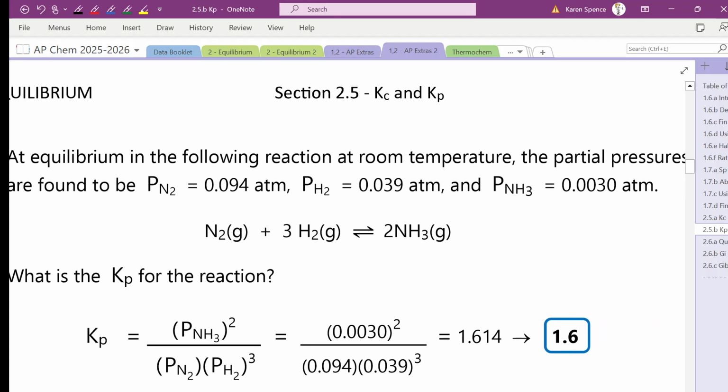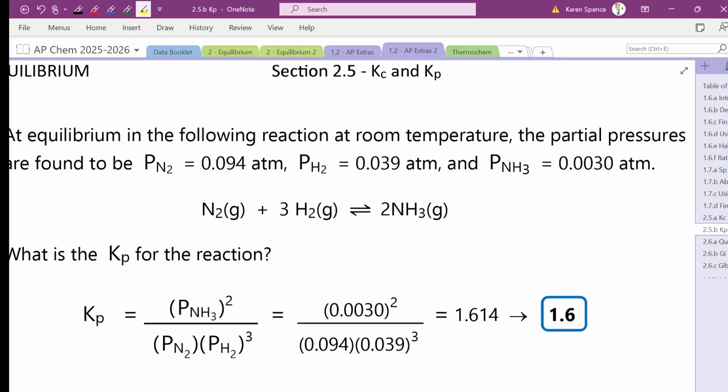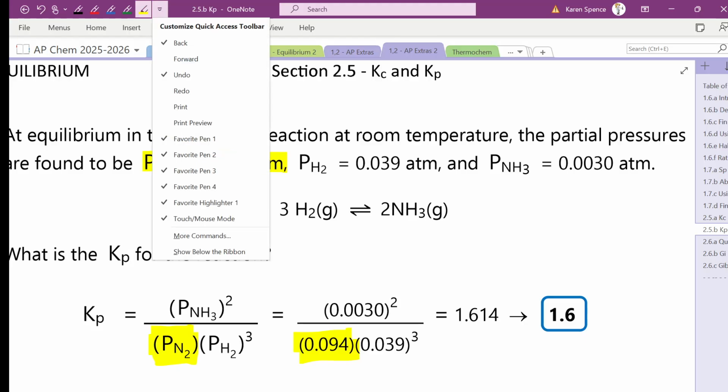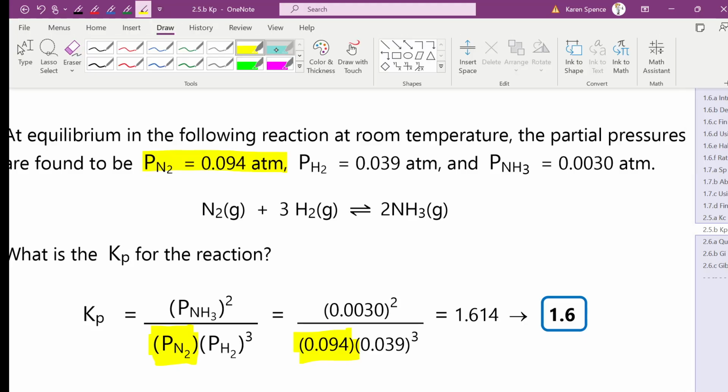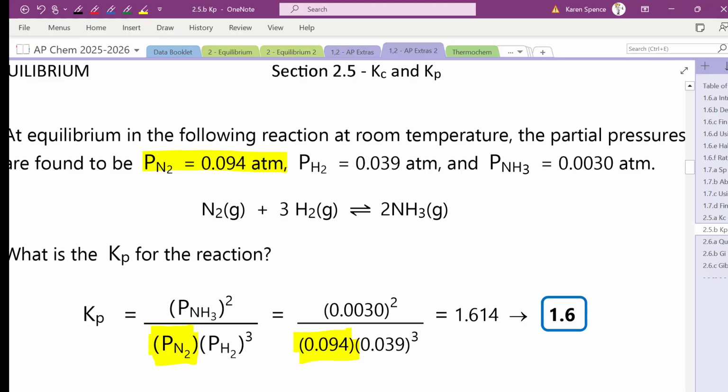At equilibrium, it is found that the pressure of N2 is 0.94. So there's our pressure of N2. Our pressure of H2 is 0.39. Oh, and we are told we are already at equilibrium. Do we need a Rice table if we are at equilibrium? No. Okay. So there's our H2. And then our NH3.